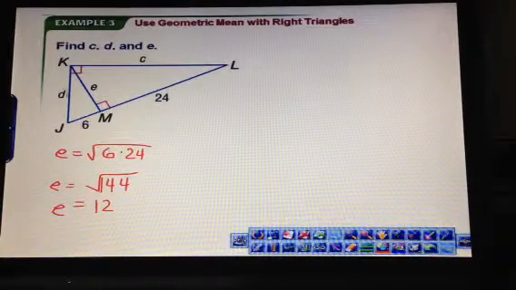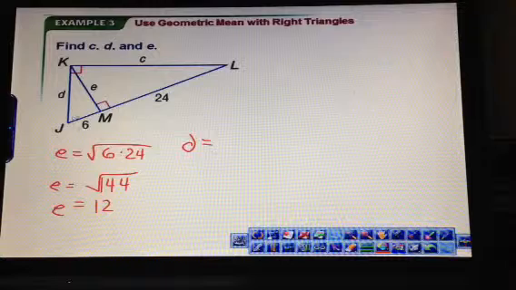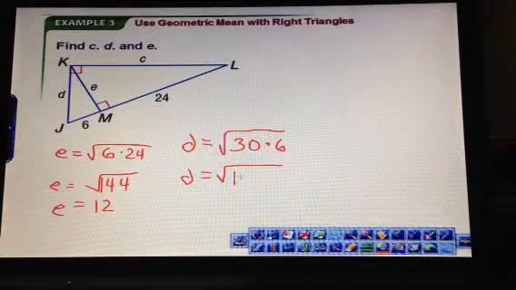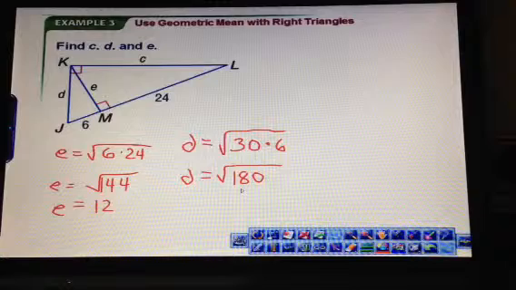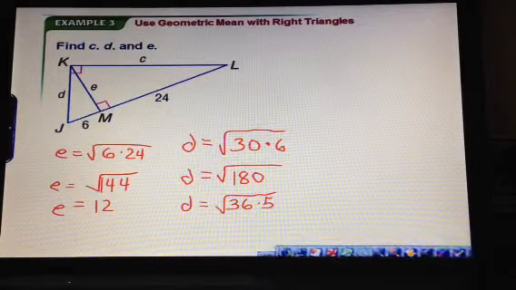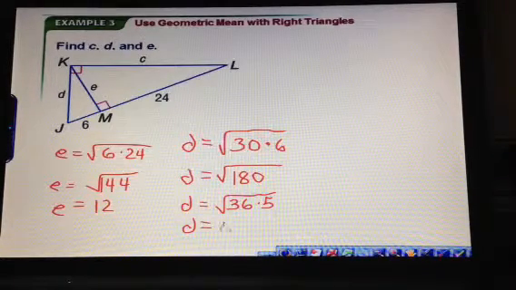Now we also want to find D. For D, we'll use theorem 8.3. That's a leg of the right triangle. That leg is equal to the geometric mean of the hypotenuse, which in this case is 30 because 6 plus 24 is 30. So it's the geometric mean of 30 and the adjacent segment of the hypotenuse, in this case 6. So we can say D is the positive square root of 180. If we want to simplify that square root, we've got a perfect square factor of 36. So if we break it down to 36 times 5, then we can say that D is equal to the square root of 36, which is 6, times the square root of 5.